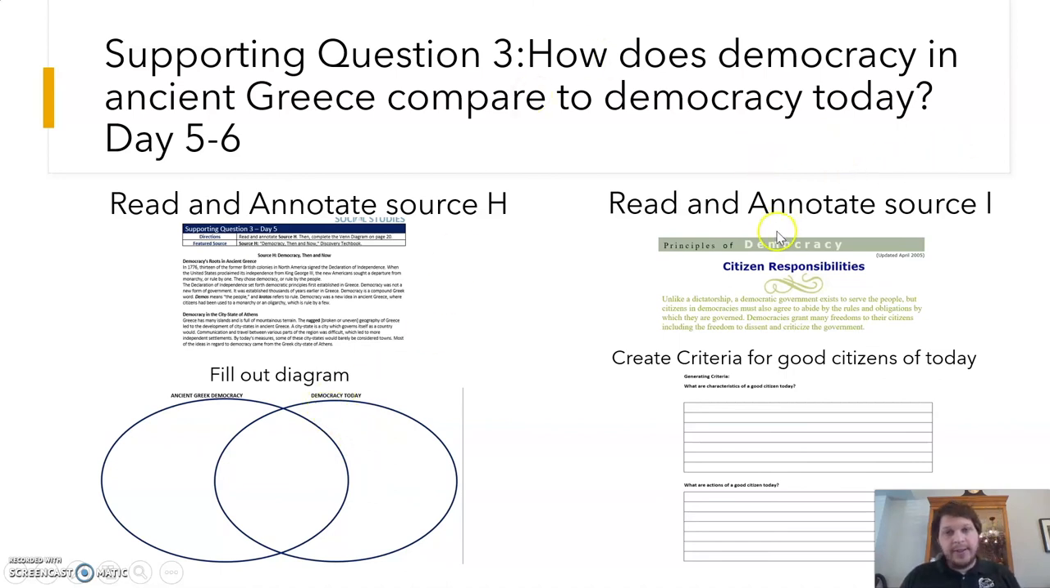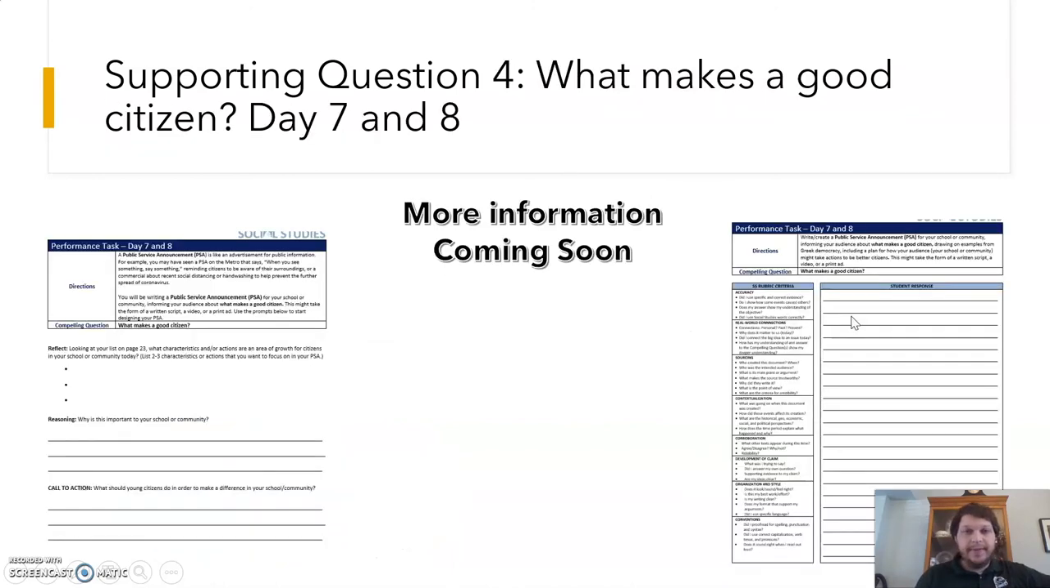And then for day 6, I would say read and annotate source I, and then fill out what actually does it mean to be a good citizen. And these criteria are really, really important because this is what your PSA should be focused on. Then day 7 and 8, what makes a good citizen? You're creating your PSA. And there's more information coming soon. In fact, the PSA, the performance task, is going to have its own video, so I'm really not going to go into great detail about that.